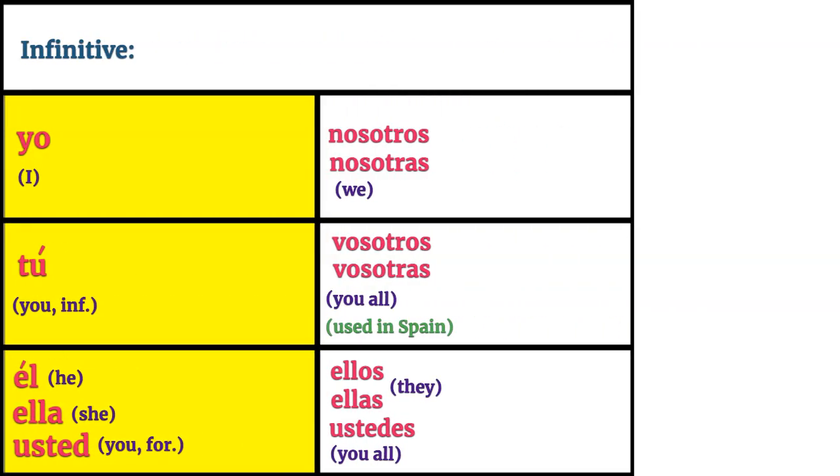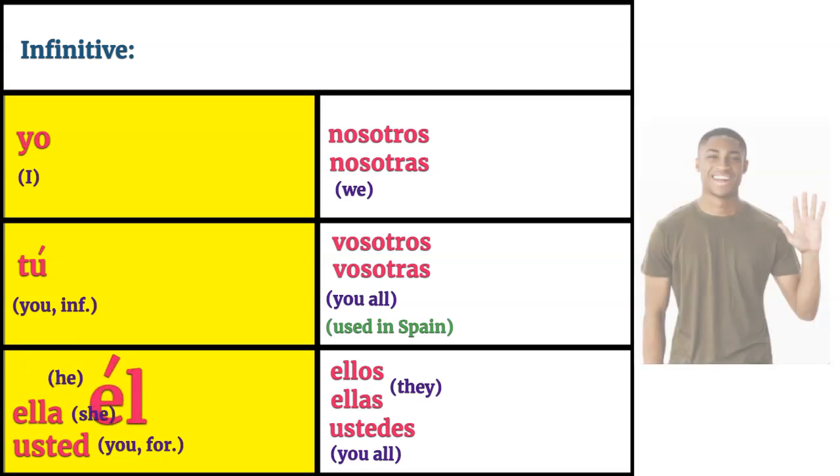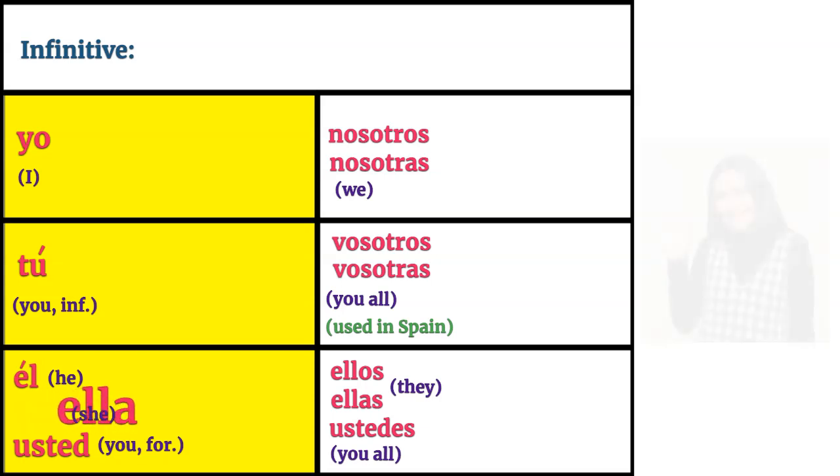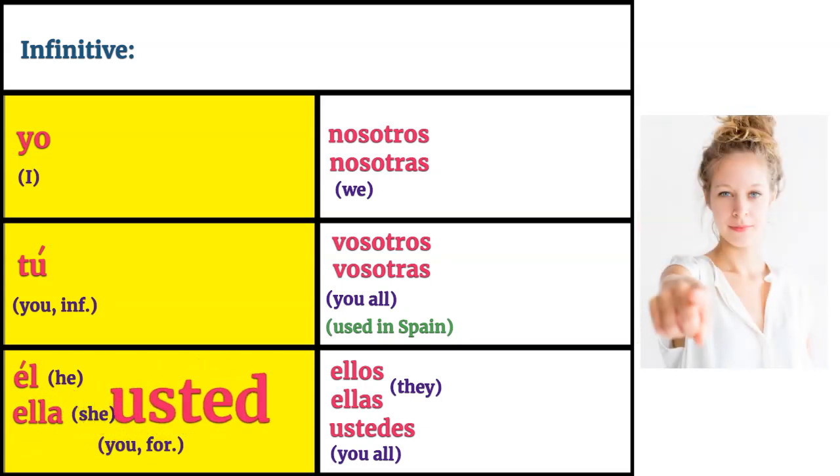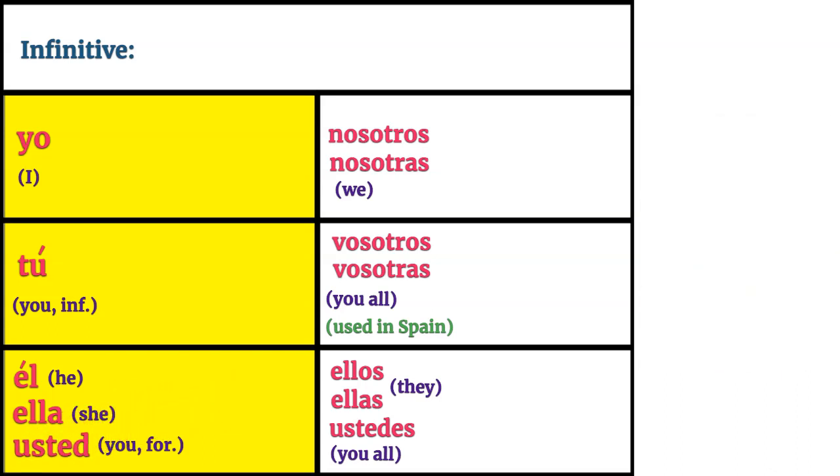At the bottom of the chart on this side, we have three pronouns. Él, which means he, ella, which means she, and usted, which is the formal way of saying you when speaking to one person. You will also use this verb form when referring to a singular object or animal, any single person, place, or thing that is not yourself.